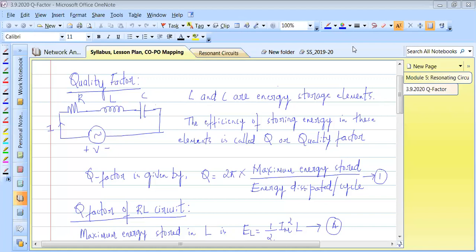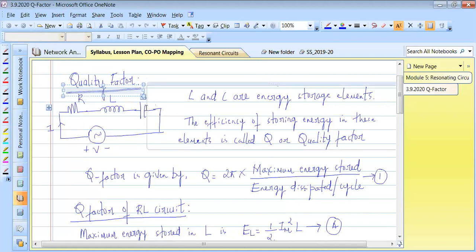Now see here, this is a series RLC circuit, across which we have connected the voltage source, right? Now here I told you L and C are storage elements, energy storage elements, we can say. So the efficiency of storage of energy in these two elements is called quality factor. If they are good storage elements, the quality factor would be a bigger number. If they are not that good, the quality factor would be a smaller number.